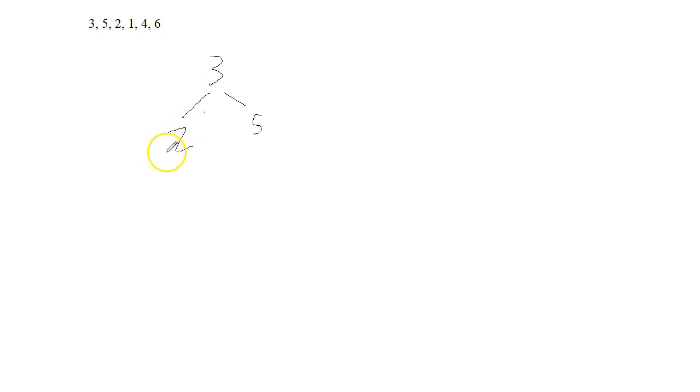Then 1 comes down here. Having a little trouble with my pad. Okay, 4 is greater than 3, less than 5. And then 6 will come down here. So hopefully if that's what you got, the in-order traversal will make us come down here.